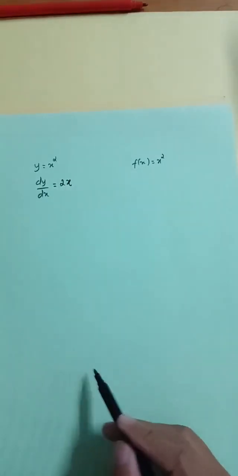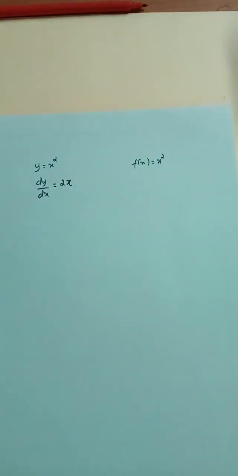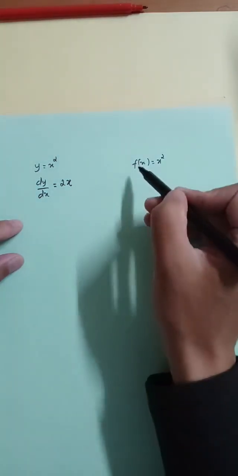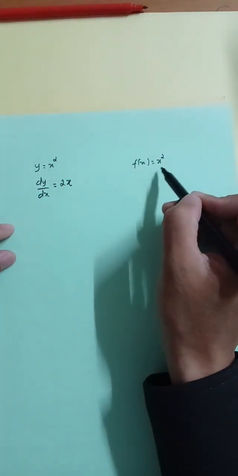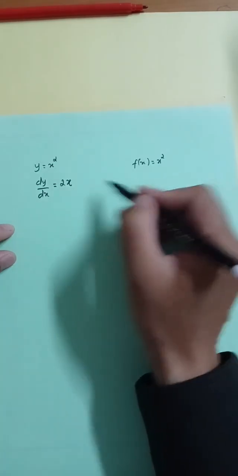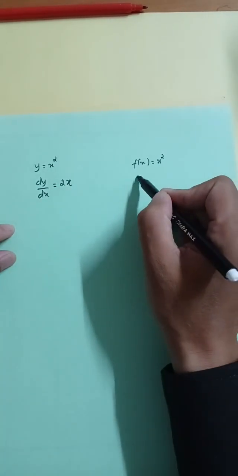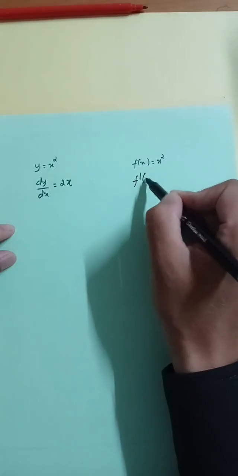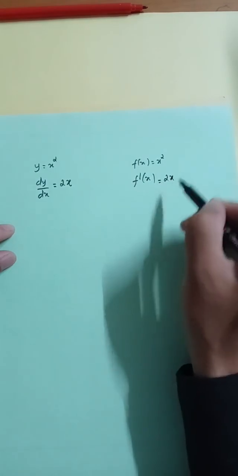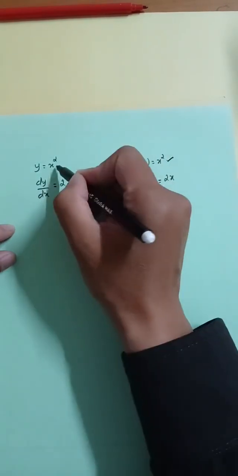dy over dx is equal to 2x. If we write f of x equal to x square, the derivative notation is f prime x. So f prime x is equal to 2x.